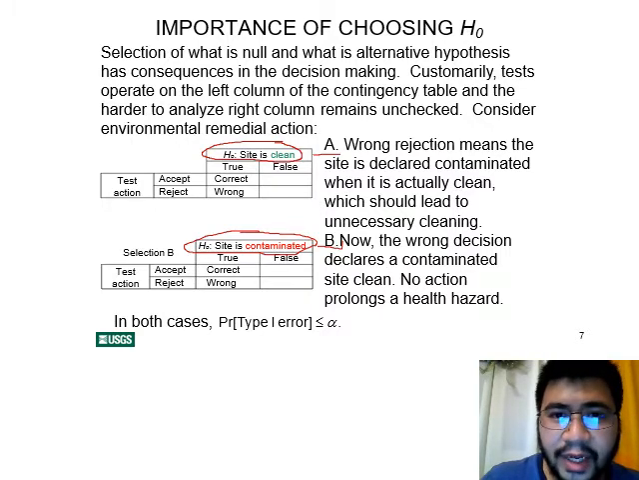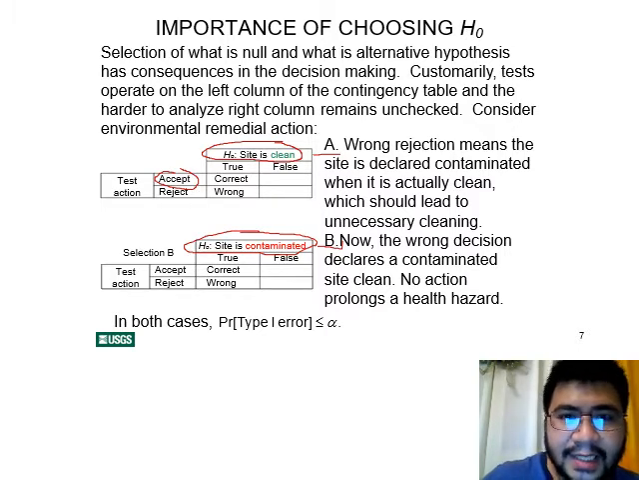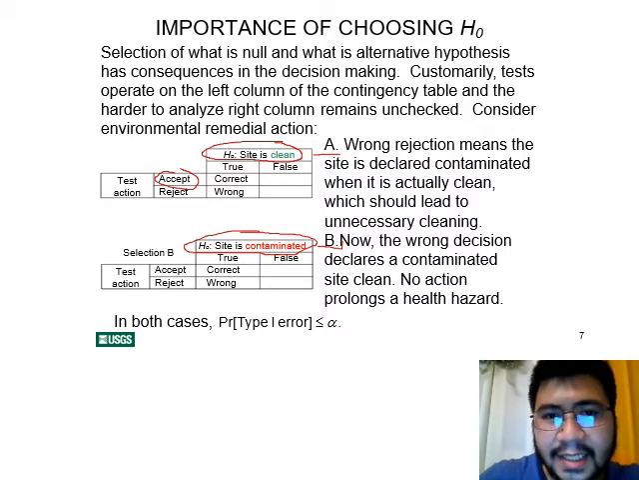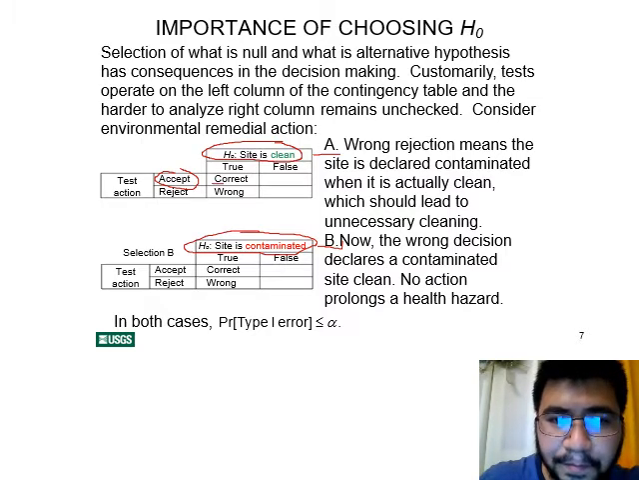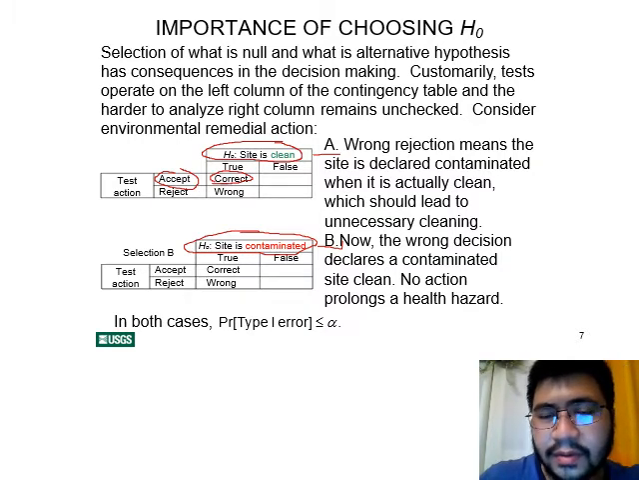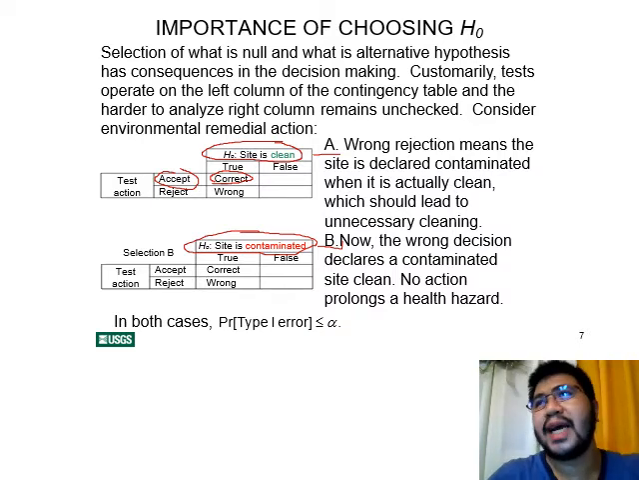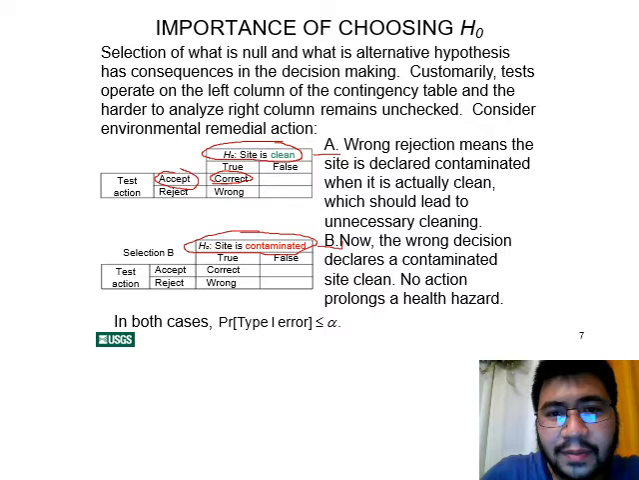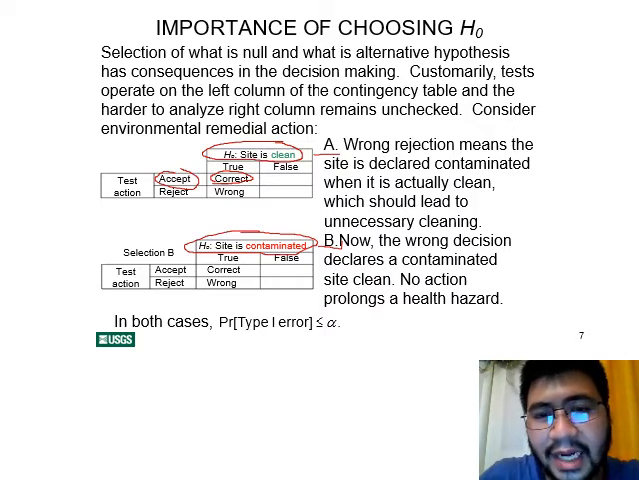If we accept the null hypothesis, there is a 95% chance that the site is actually clean. So this is a good scenario, because you don't actually spend money cleaning up the site, and there are actually no contaminants that will harm people.